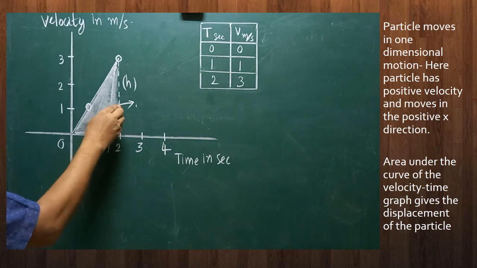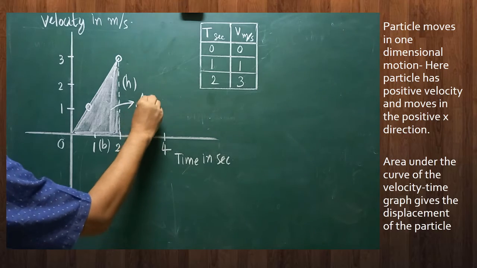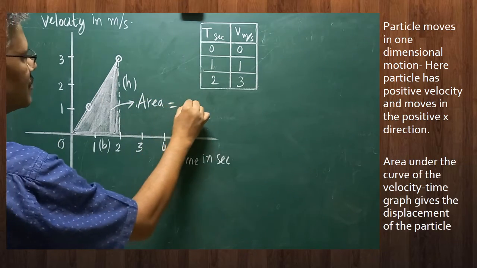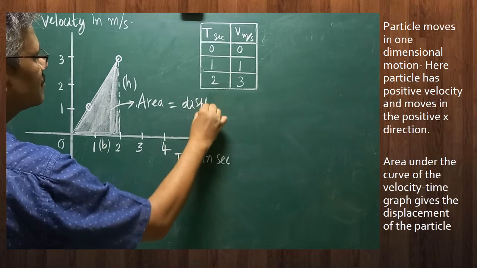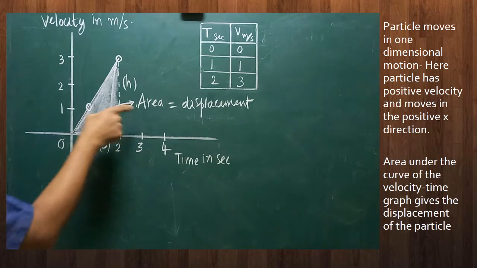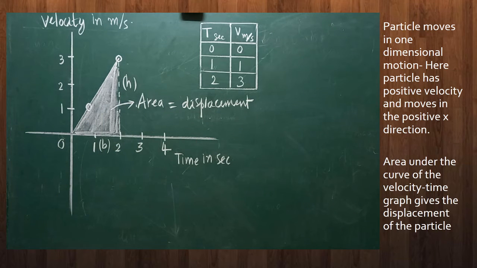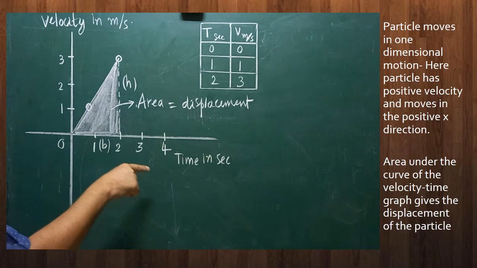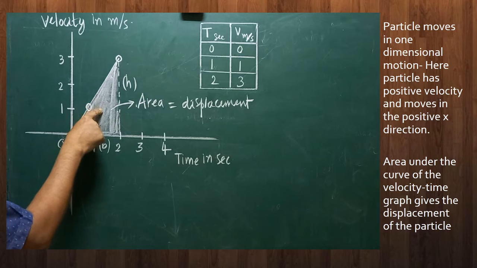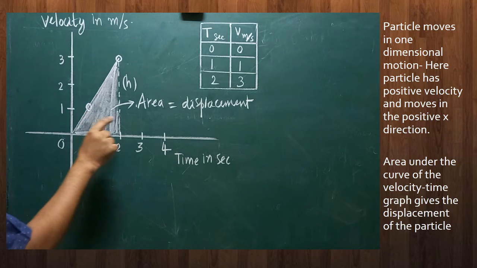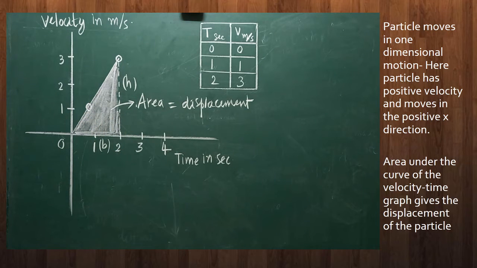Here you are getting one area. Are you clear? This area under the graph, the area under the straight line, gives you which factor? Displacement. Make a note: displacement of the particle can be obtained by calculating the area. Again I will repeat. Displacement of the moving object can be calculated by the area under the graph, the area under the curve, especially in the velocity time graph. If we calculate the area, what do you get? You will get the displacement.